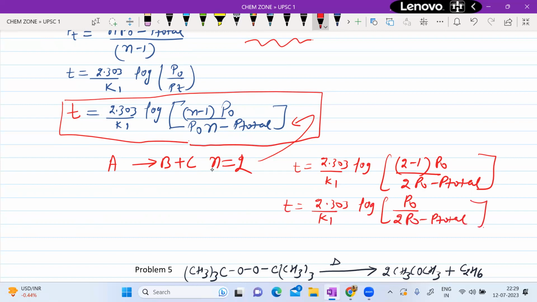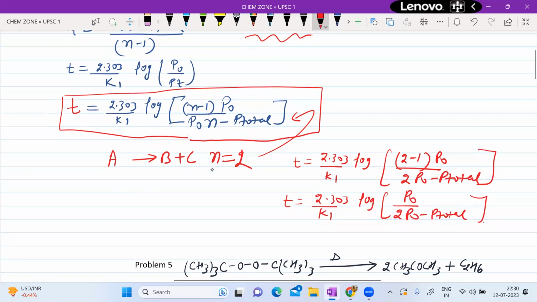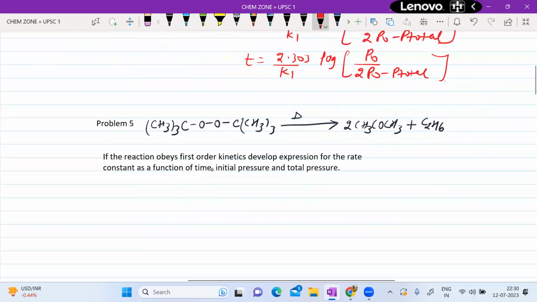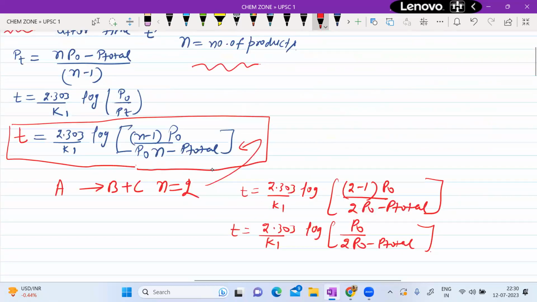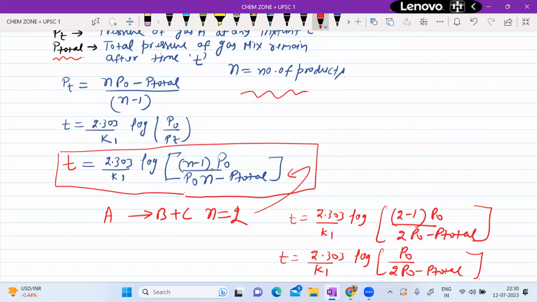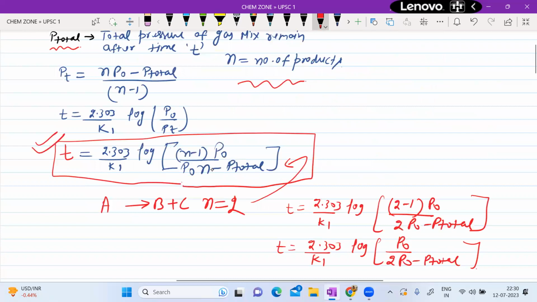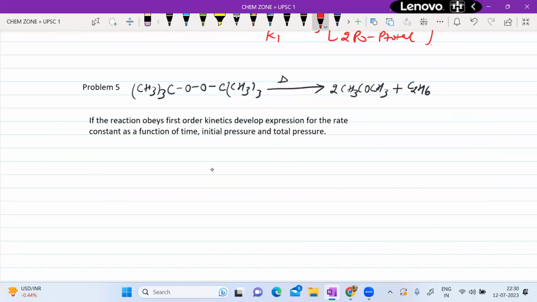This is the formula you can use directly for calculation of time or rate constant for a first order reaction in gaseous phase. These are some other problems. Here you don't need to know how to prove this, I think proof is not required here. But this type of problem may be asked during the exam.